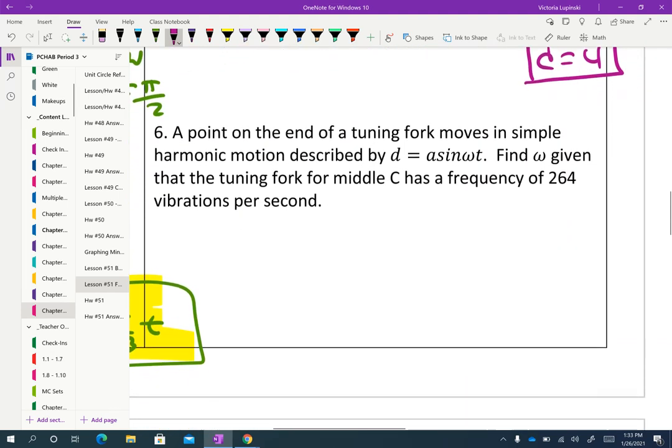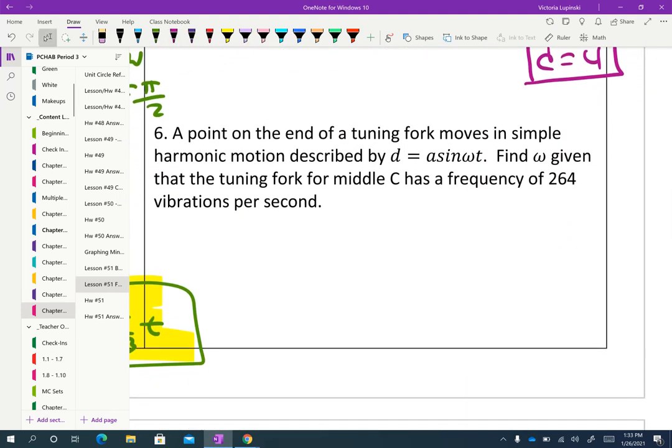One final question about harmonic motion here for today. A point on the end of a tuning fork moves in a simple harmonic motion described by the following. So here they're telling you to use a sine wave. Find the W, which again means the stiffness, given that the tuning fork for middle C, and that's just a specific tuning fork, has a frequency of 264 vibrations per second.